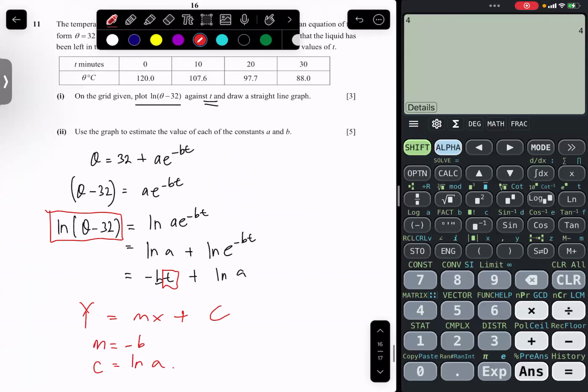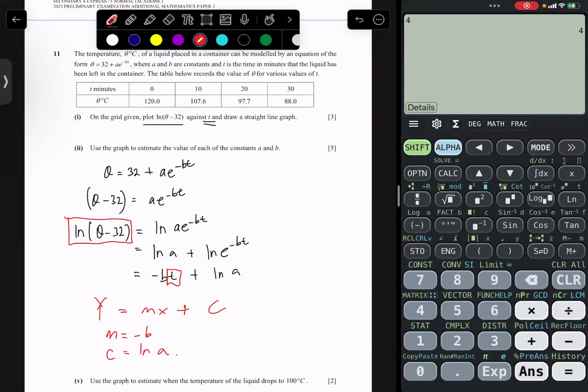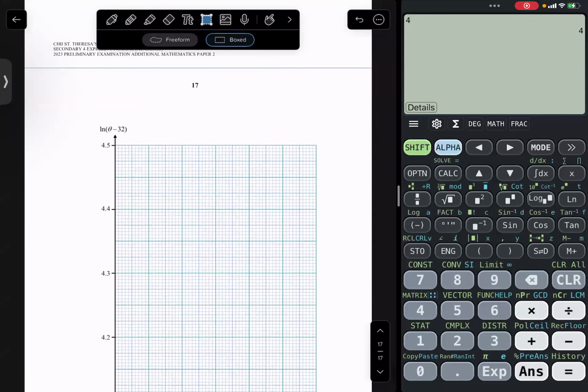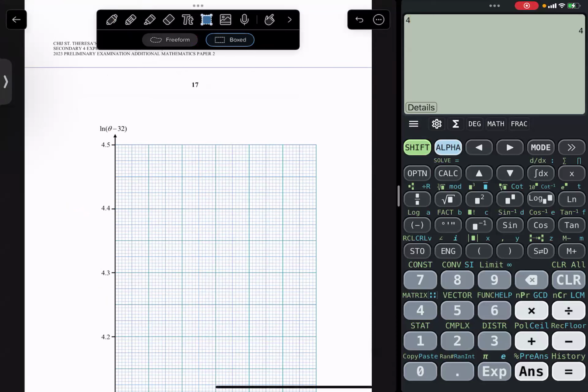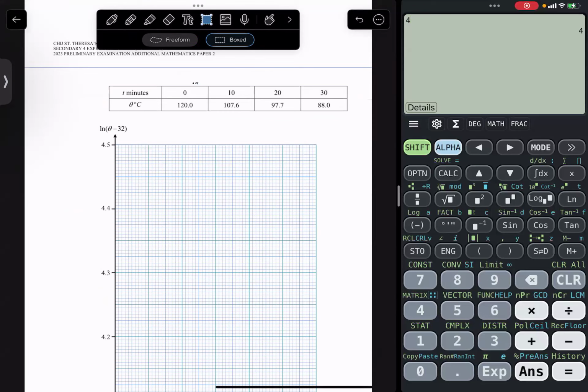Okay, so in order to plot, what do we need to do? We need to have the scale. t is the right scale, but we just need to take ln(theta minus 32) as the other scale. So let's do that. Let's copy this. Unfortunately, you all don't have this luxury in exam, right? So we have theta, ln(theta minus 32).